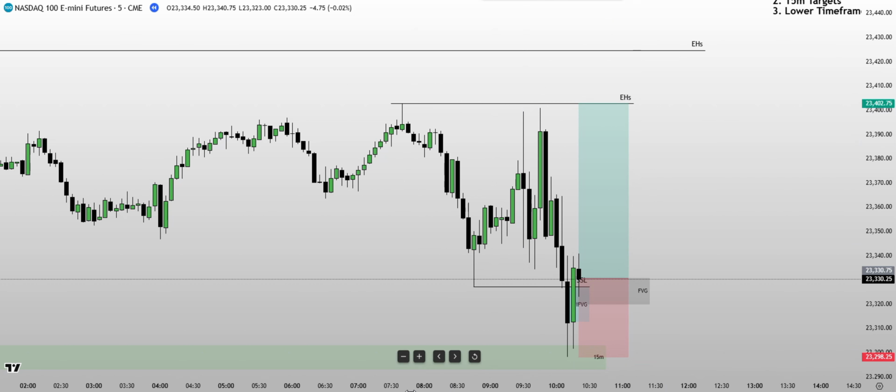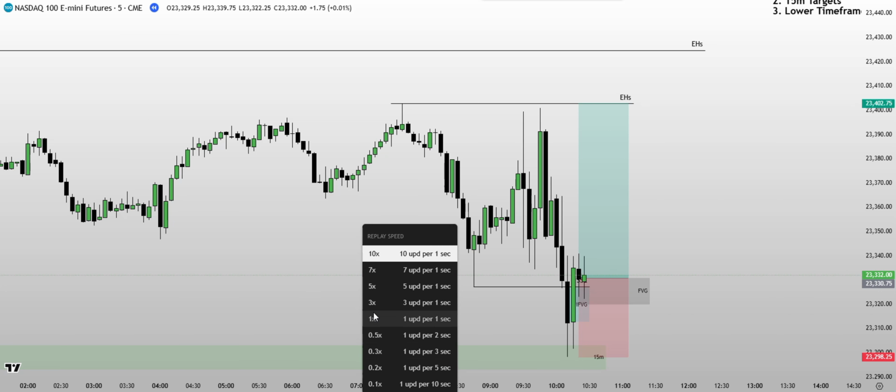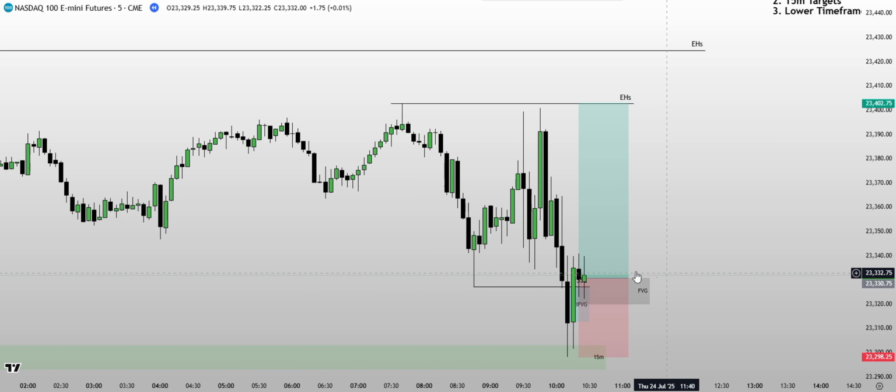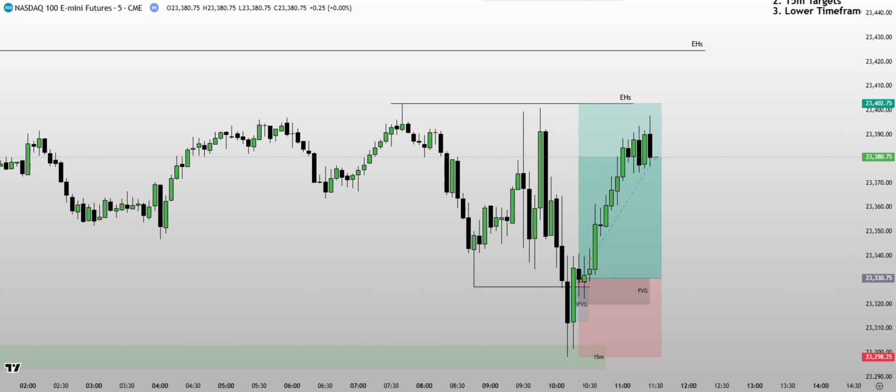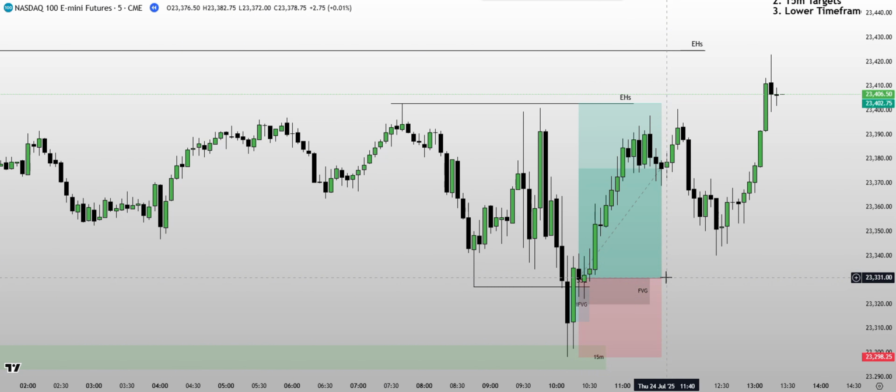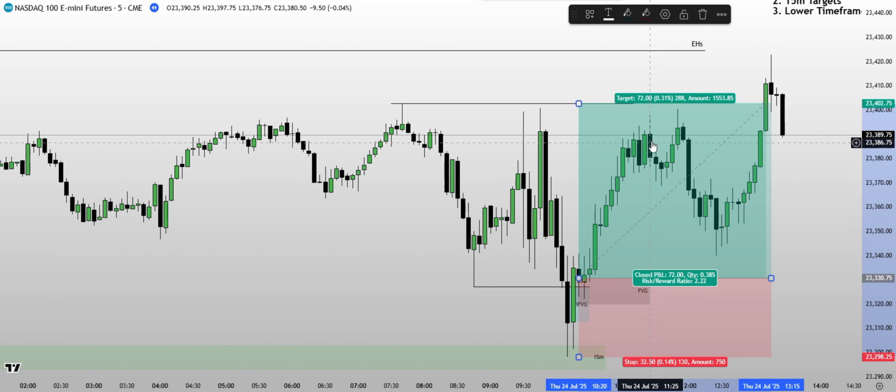So we'll target the equal highs above. See what price does to these equal highs. Not yet tapped into. Still, nonetheless, the objectives make sense, and there we go.